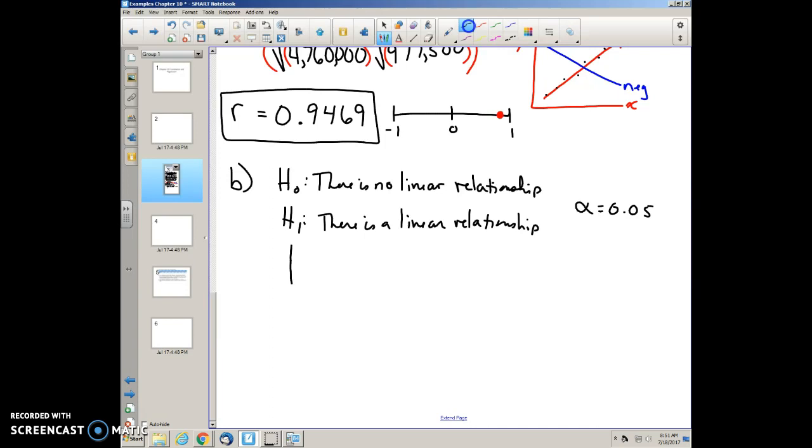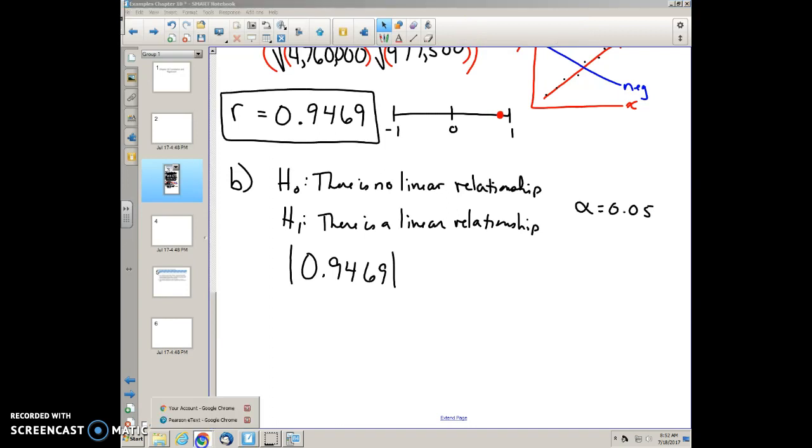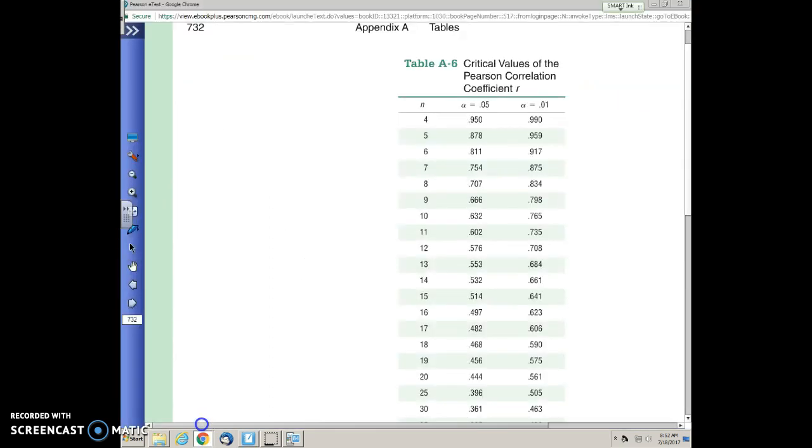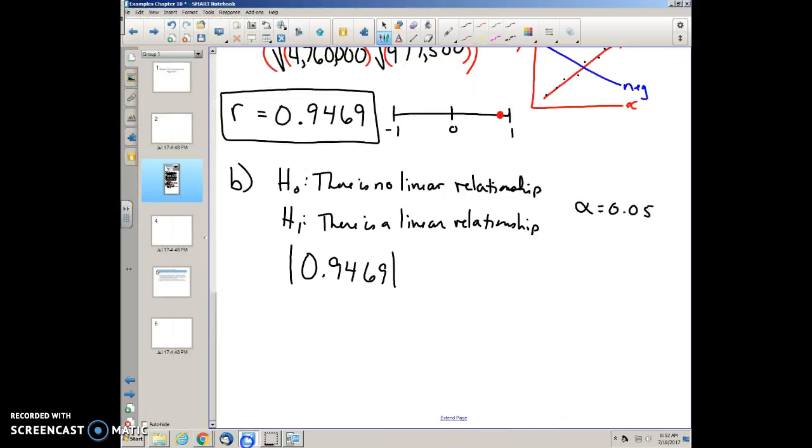So we need the absolute value of R, and we need to compare that to the table. So we go to table A6, critical values. We look under alpha equals 0.05, n is 5, it says 0.878. So we're greater than 0.878. When you're greater, that means you reject the null hypothesis.